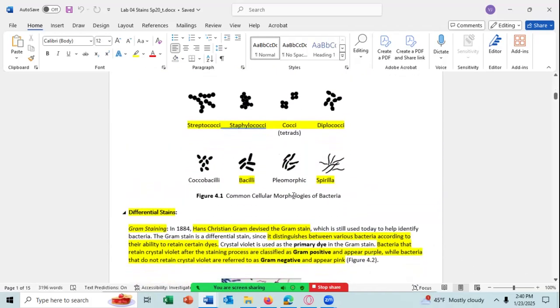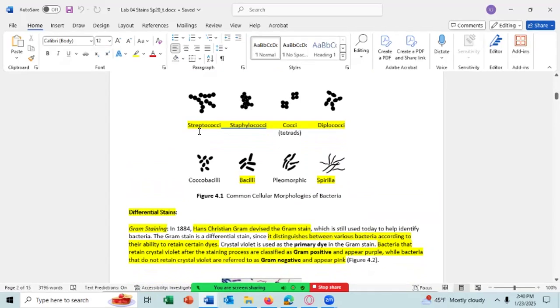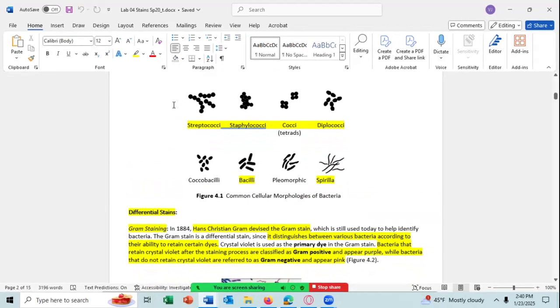All right, here we're looking at cocci, and you can see the growth arrangement. First, not shown is an individual coccus, and that we call a singlet. And then there are diplococci, where there are two cocci stuck together. You can have four cocci stuck together, and we call that a tetrad. You can have lots of cocci stuck together in a clump, and that we call staphylococci. And then the cocci can also be in a row, and that we call streptococci. Any question about any of that?